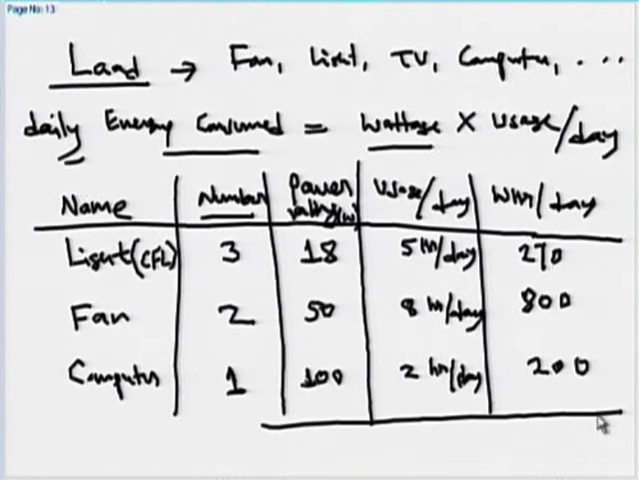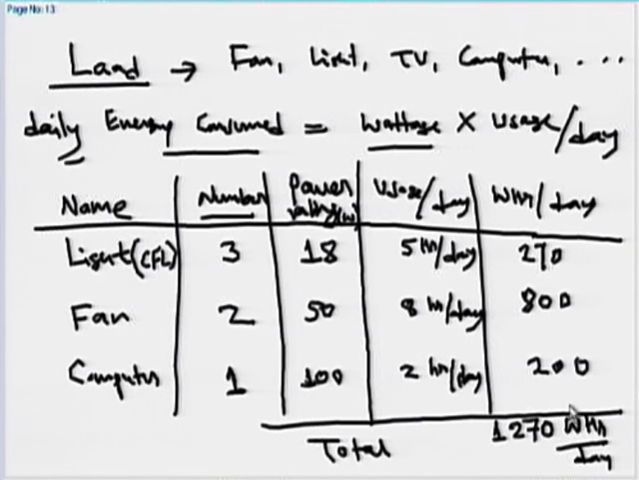So how much is your total energy required? Total energy requirement is 270, 800, 1270. So you require 1270 watt hour per day. What is the unit of electricity? Kilowatt hour. So 1270 watt hour is equivalent to 1.2 kilowatt hour per day. So basically if this is the condition, your daily requirement is 1.2 kilowatt hour per day. So about 1.2 units you are consuming every day.